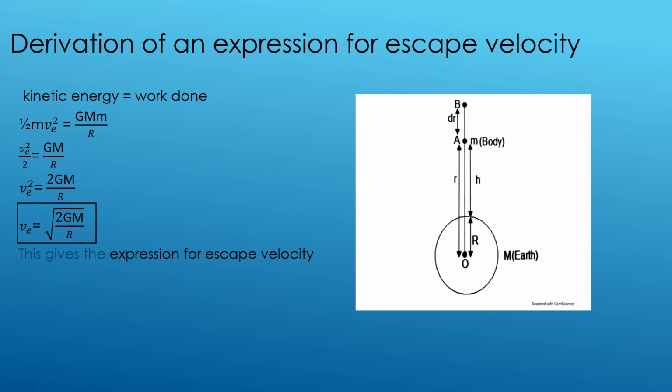VE square is equal to 2 capital G, capital M by capital R. So VE is equal to the square root of 2 capital G, capital M by R. This VE is the escape velocity, and the expression square root of 2 capital G, capital M by R gives the expression for escape velocity.